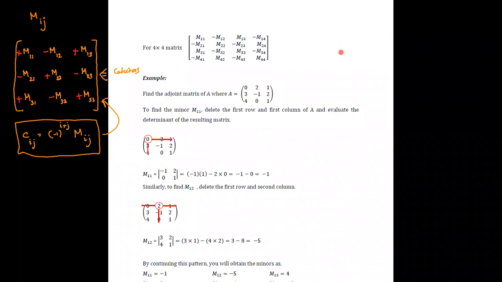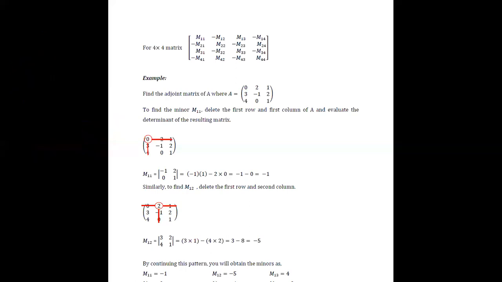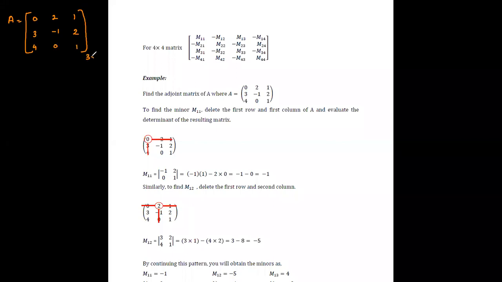Related to a 3 by 3 matrix. First we will see this. Here we have a matrix given as matrix A. Matrix A is given as 0, 2, 1, 3, minus 1, 2, 4, 0, and 1. This is the matrix given to us. This is a 3 by 3 matrix.